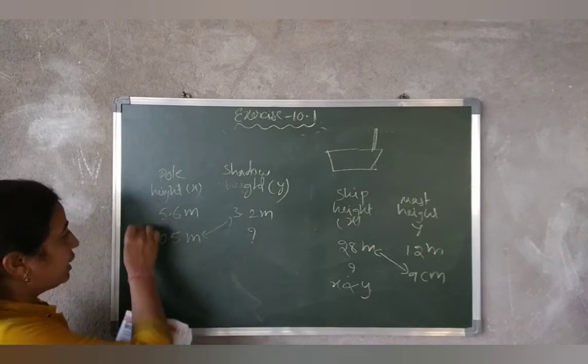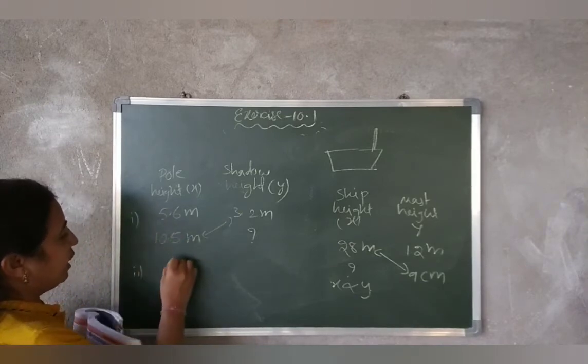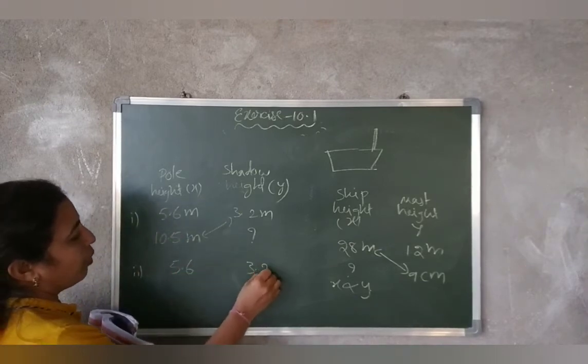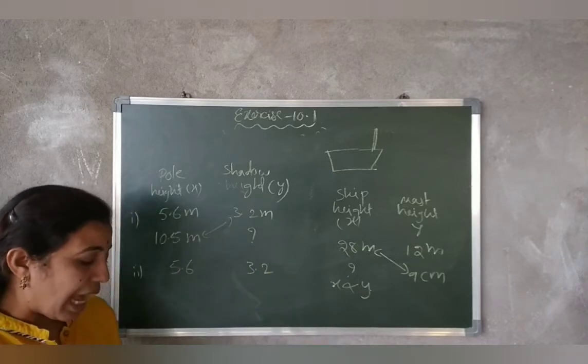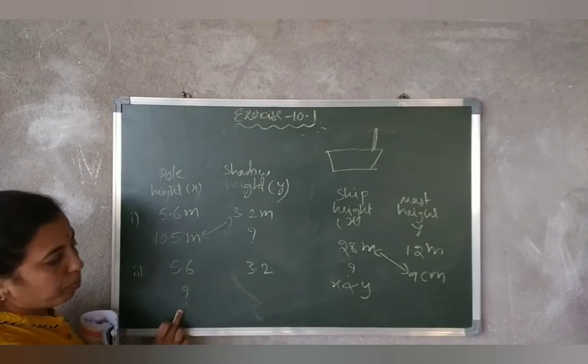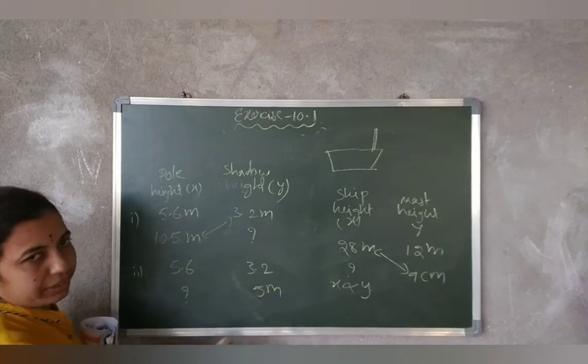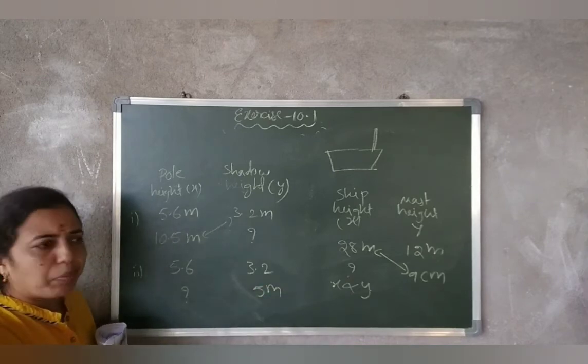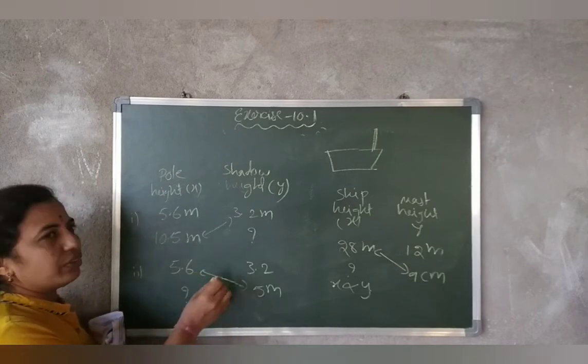Next, in that only, this is the first one. Then the second, they have done the same. 5.6, 3.2. The height of a pole which casts a shadow 5 meters long. You have to find the height of a pole when the shadow is 5 meters. Same, that is also direct proportion. Simply, you have to do this cross multiplication.